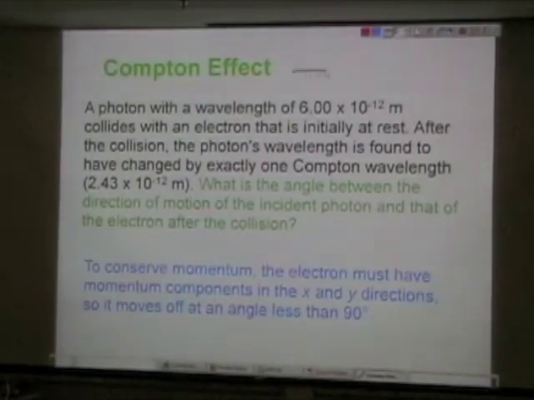We are supposed to say that, since linear momentum is conserved, the momentum of the photon before the collision equals the momentum of the whole system, because the electron doesn't move yet. And that momentum is supposed to equal the momentum of the photon after the collision plus the momentum of the electron after the collision. So if you want to calculate the momentum of the electron after the collision, what do we do?